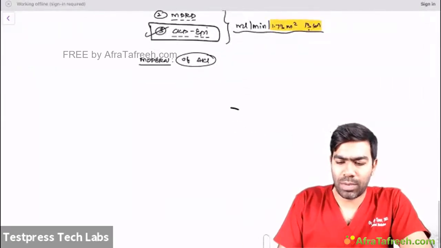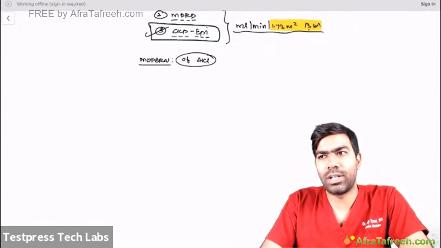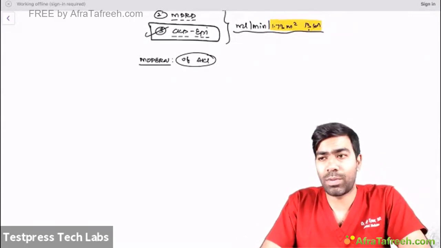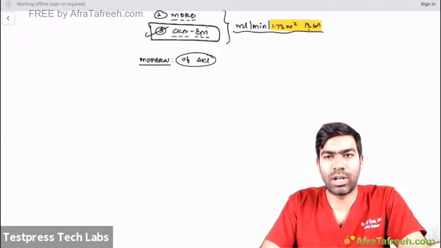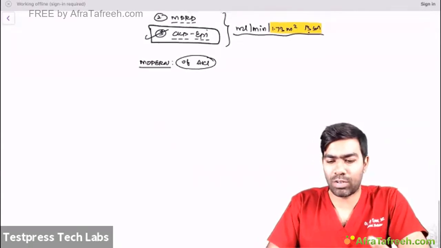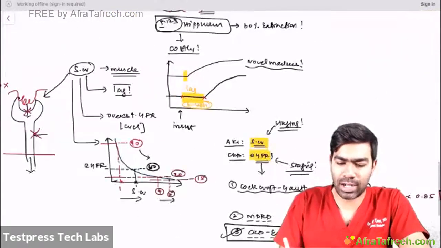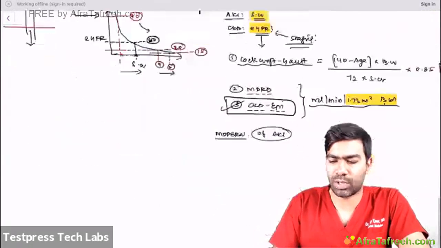So a modern marker should be such that it is able to tell the site of injury, or at least the type of injury. At the same time, a novel marker should be able to rise as soon as possible, and it should not have any problem with muscle, because creatinine is biased by the muscle. The more the muscle, the higher the creatinine can be.